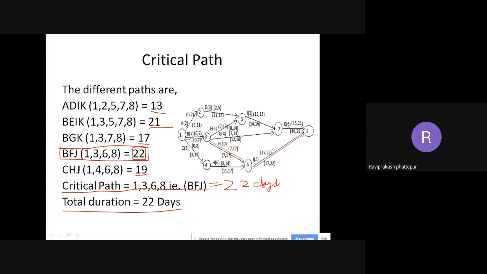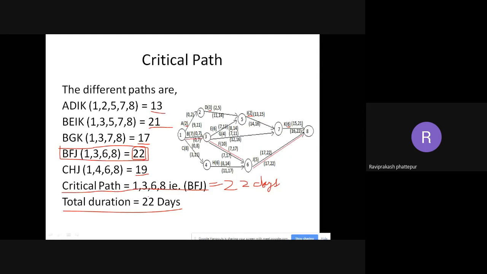So many times in the examination, they'll ask you to draw the network diagram only. It could be there for 7 marks. Or they could ask you the critical path and duration. Once you find the critical path, you'll find the duration. Critical path and duration.